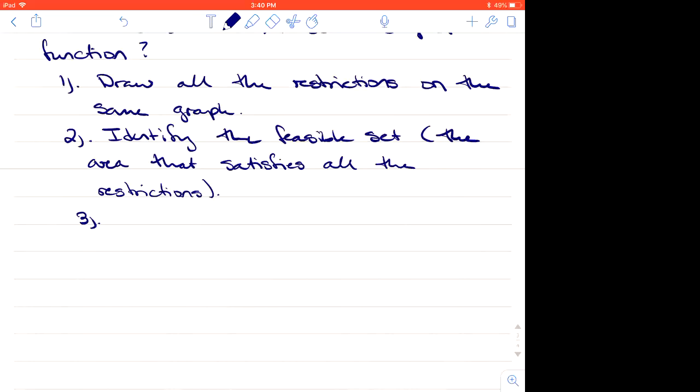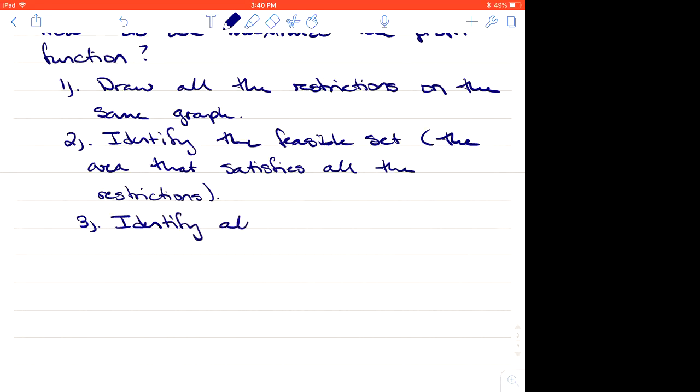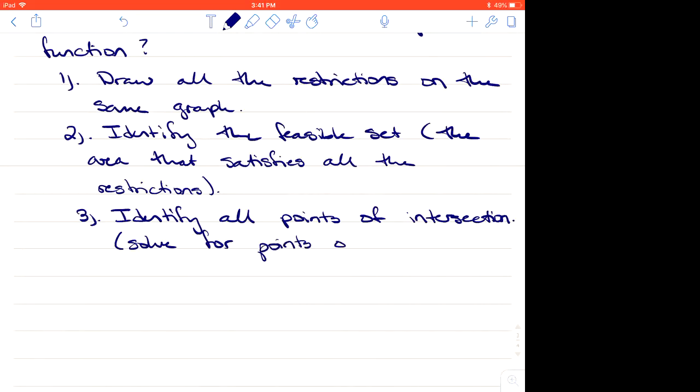From there, you have to identify all the points of intersection. We'll have to solve for them. And we'll do a more realistic example once we've gone through the list, so then you'll see. But you will have to, I'll put in brackets, solve for points of intersection, potentially. Which could be some work, right?